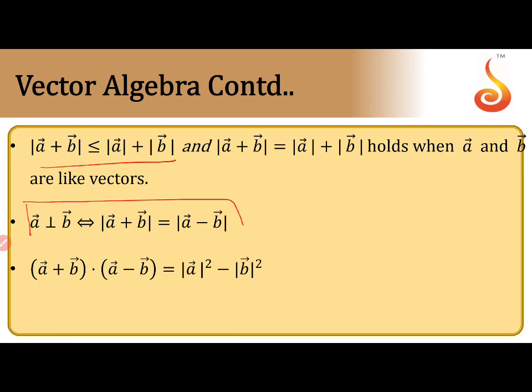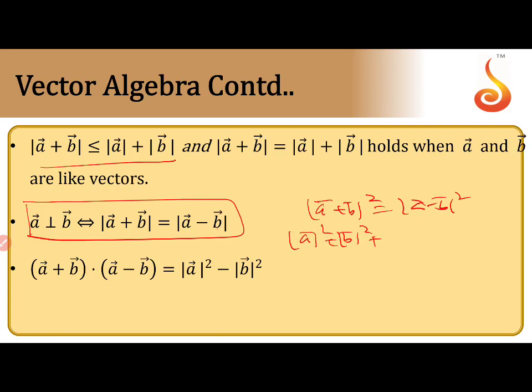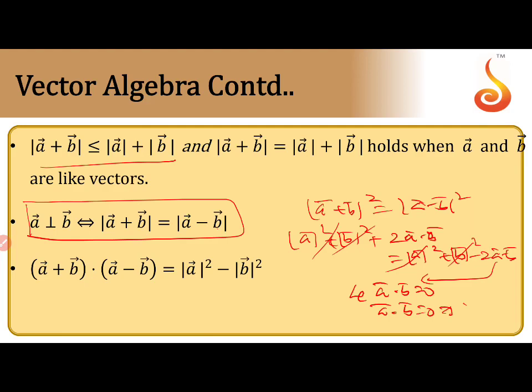Next, A bar perpendicular to B bar implies magnitude of A plus B equals magnitude of A minus B. How does this come? If you take squares on both sides, the left side is modulus A square plus modulus B square plus 2 A dot B. The right side is modulus A square plus modulus B square minus 2 A dot B. A square cancels, B square cancels. Taking this side, 4 A dot B equals 0, so A dot B equals 0. Then A is perpendicular to B. So if modulus of A plus B equals modulus of A minus B, then the vectors are always perpendicular. This is one property.